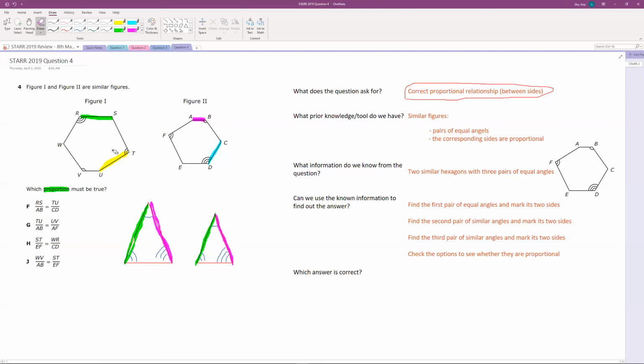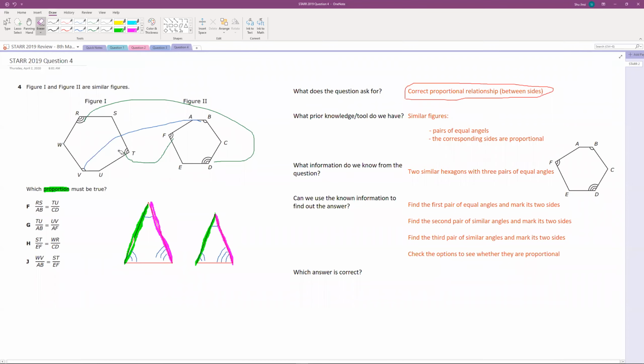With this question, we see two similar hexagons, and also it has pairs of equal angles. So this one is equal to this. This will be equal to this, and this angle is equal to this. So we have three pairs of equal angles. Now, based on what we know and understand from the question, we can go ahead and use the known information to find out the answer.